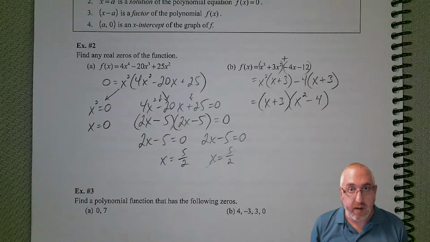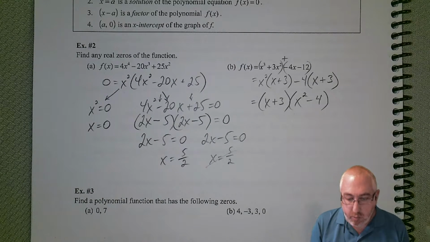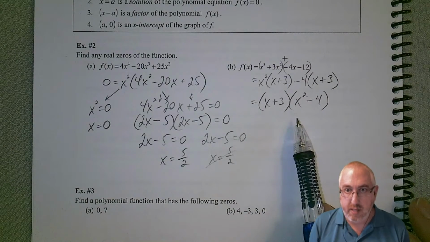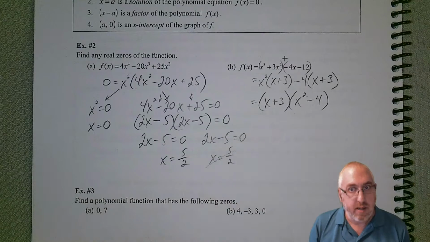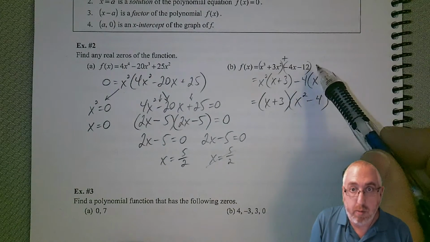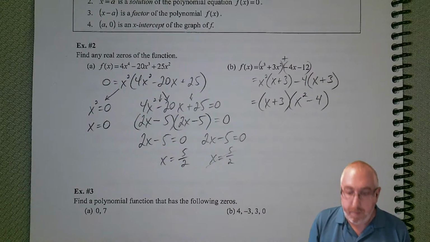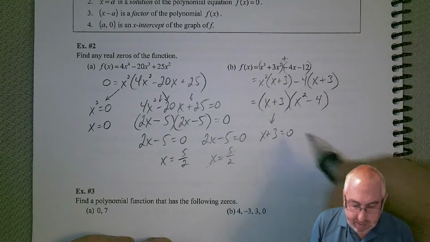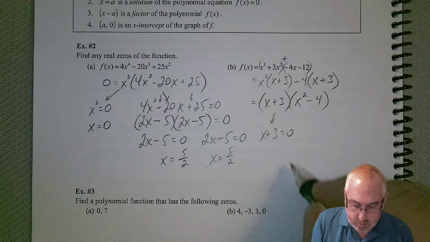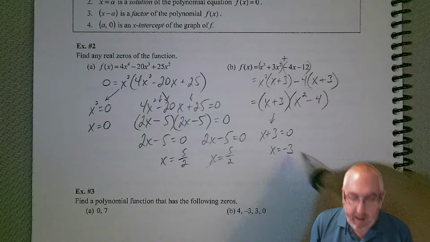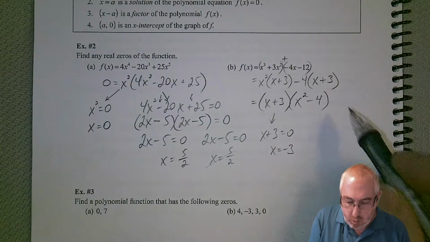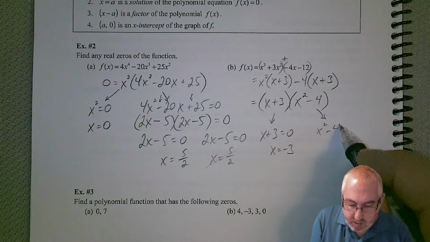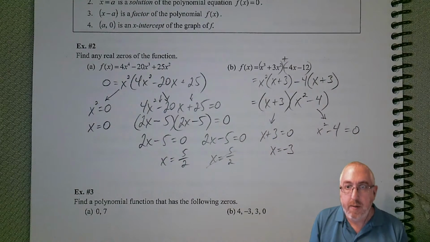And remember, if you're not sure if you did it right, all you got to do is FOIL it back out. So multiply the first, the inside, the outside, the last, and that should get you back to the original polynomial. But from here, we can set x plus 3 equal to 0 and get x equals negative 3. Over here, x squared minus 4 equals 0.